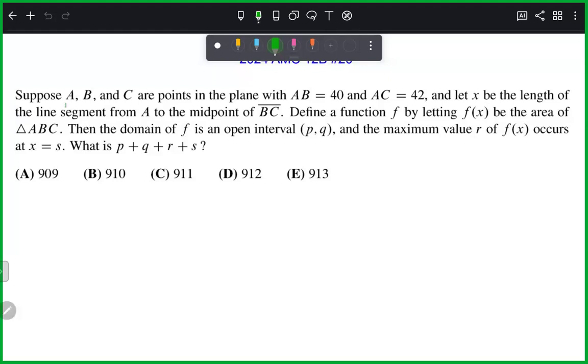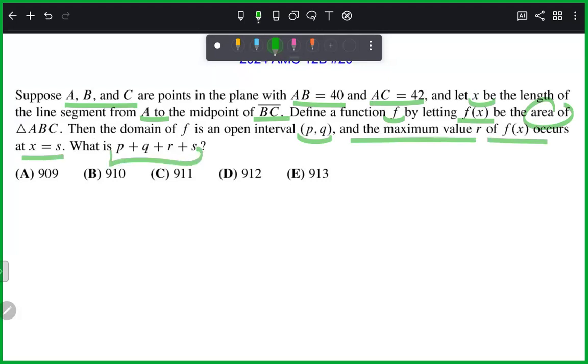Suppose A, B, C are points in the plane with AB equals 40, AC equals 42. Let X be the length of the line segment from A to the midpoint of BC. Define the function f by setting f of x to be the area of the triangle ABC. Then the domain of f is an open interval PQ, and the maximum value R of f of x occurs at x equals S. Find P plus Q plus R plus S.